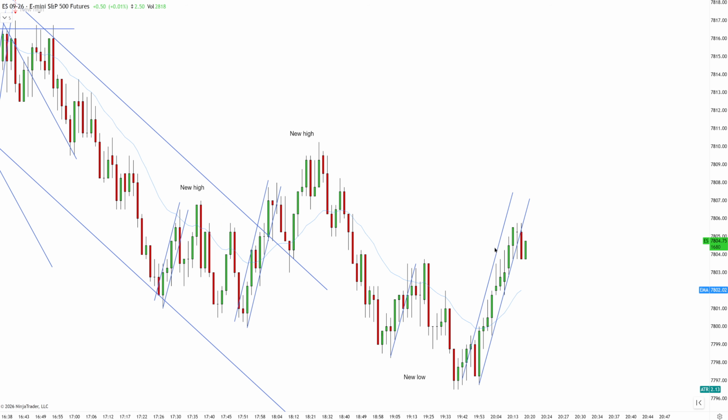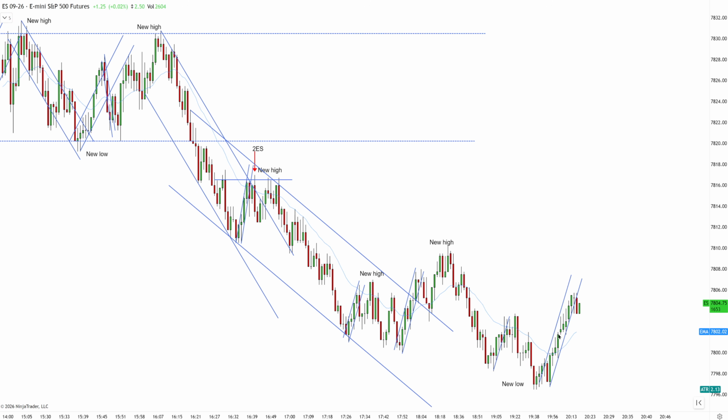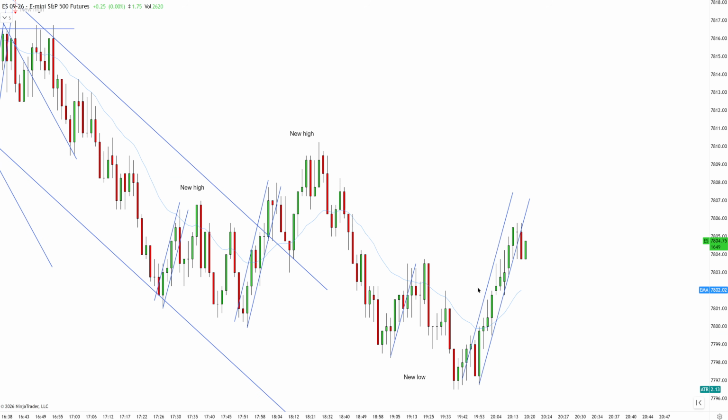Decent setup. So now I'm going to draw uptrend, downtrend played out. So I'm right now paying attention to the new market cycle.